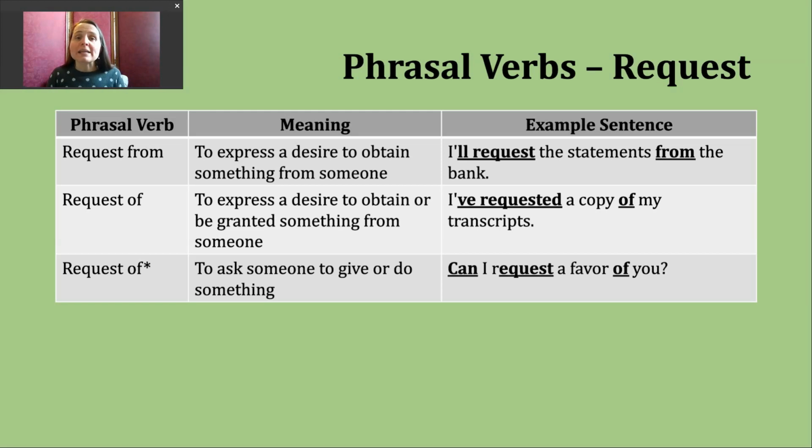The second phrasal verb is request of. The meaning here is, again, quite similar. So we're expressing a desire to obtain or be granted, maybe be given something from someone. With this phrasal verb as well, you're going to notice this separation. So we're going to have an object come between the verb and the preposition. You can see that in the example: I've requested a copy of my transcripts. Okay, so the copy is what comes in between.